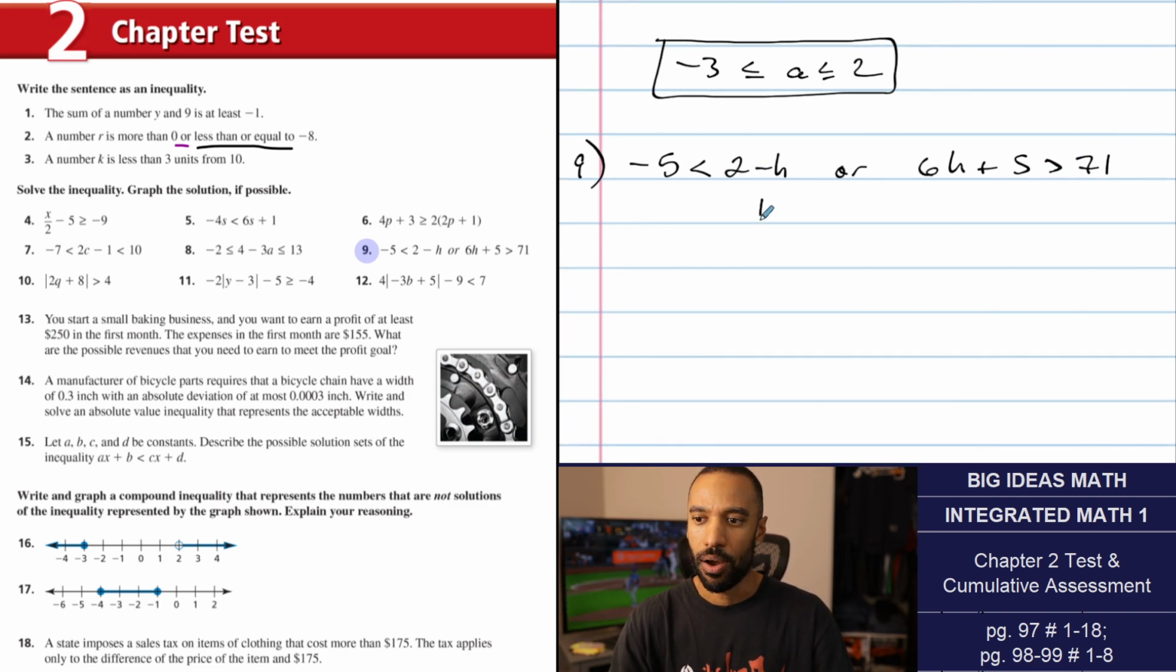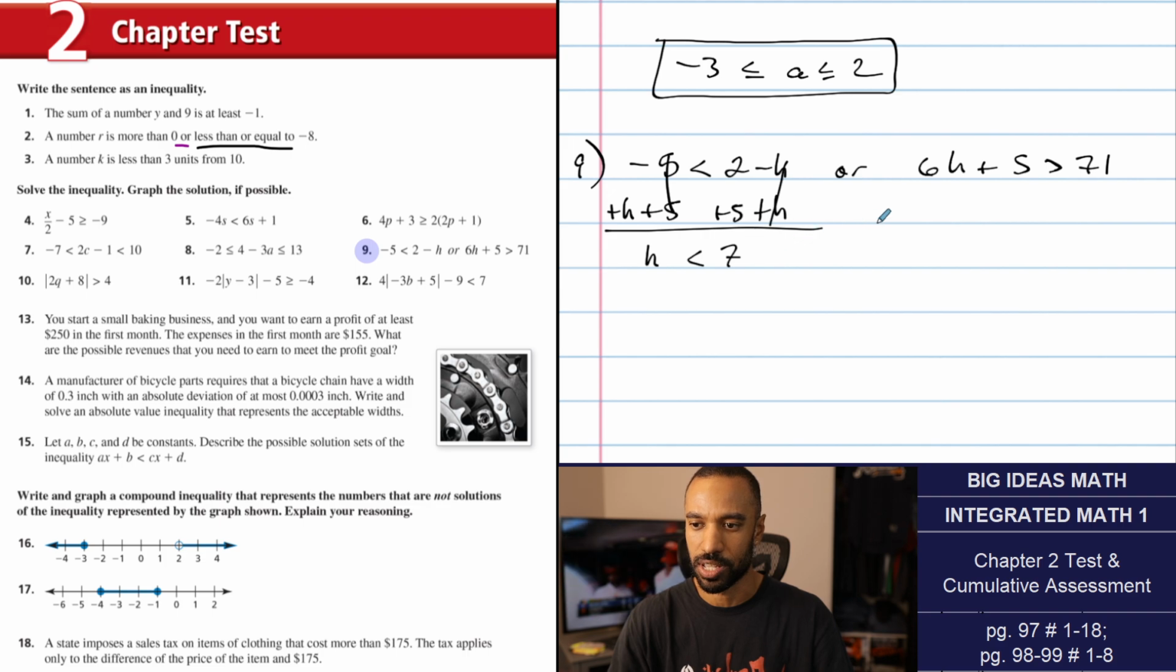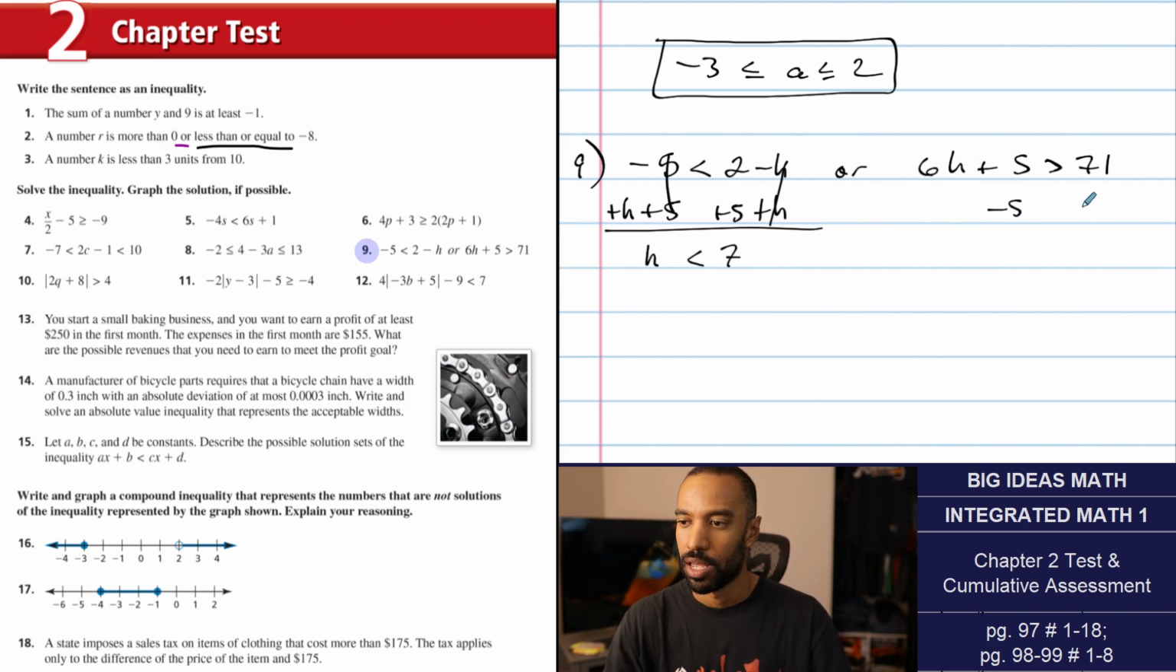2 problems in one. Now, I am going to add h to both sides. I like to get this one positive on the left side, especially with inequalities if I can help it. So we're going to add 5 over as well to make that work out. 2 plus 5 is 7. Here's h is less than 7. I'm done. Don't have to flip it. Don't have to change anything around after. Now I can subtract 5 from both sides here.